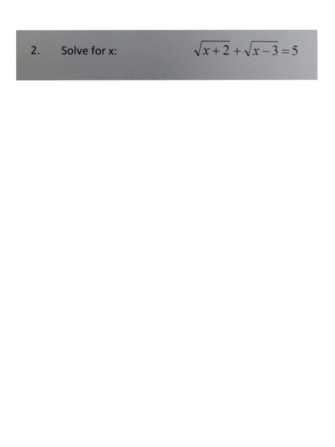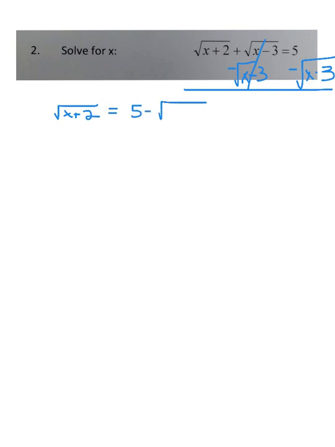So I'm going to move the radical x minus 3. So I'm just going to subtract radical x minus 3 from the left side, which will cancel that out. And I'm going to subtract radical x minus 3 on the right side. All right, so what that gives me is radical x plus 2 equals 5 minus radical x minus 3. So I have isolated one of the radicals.